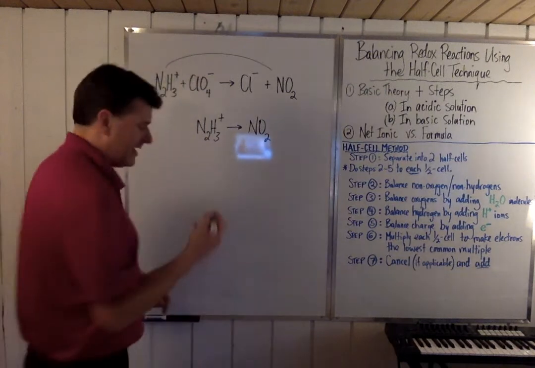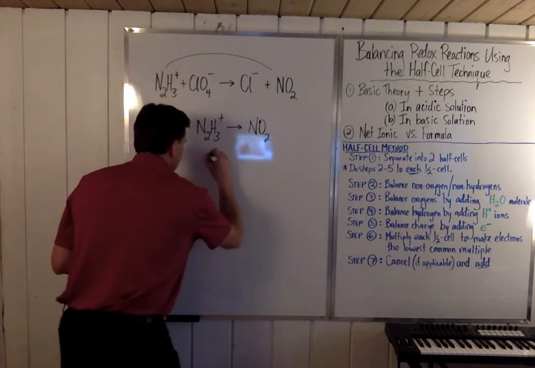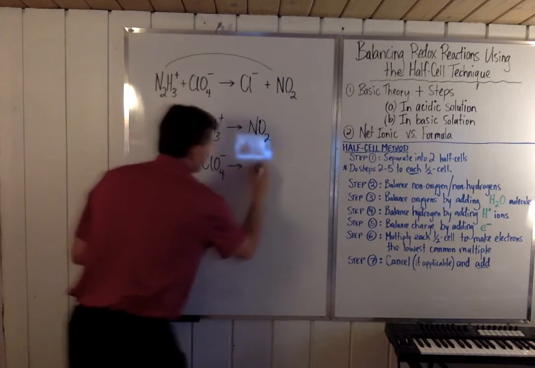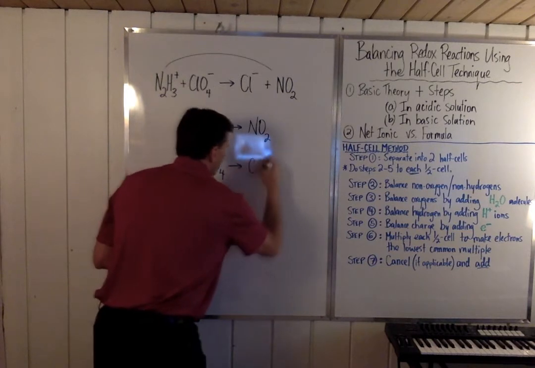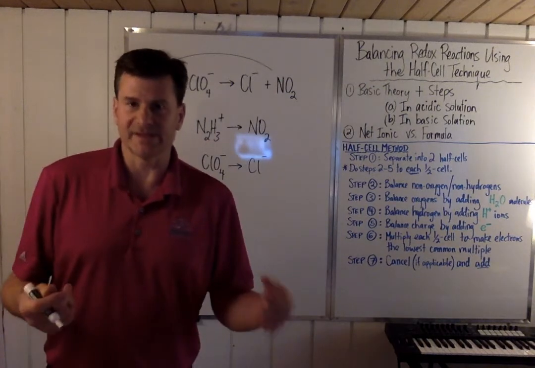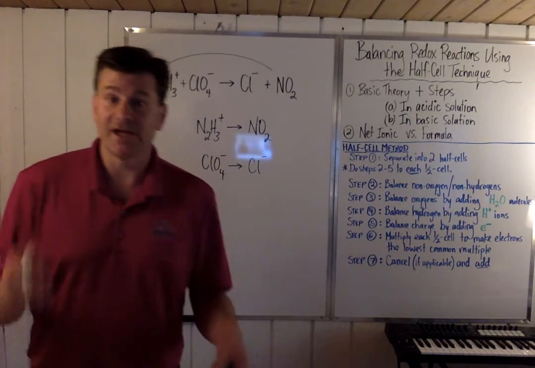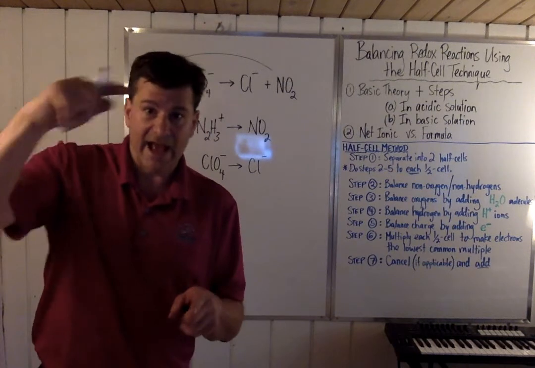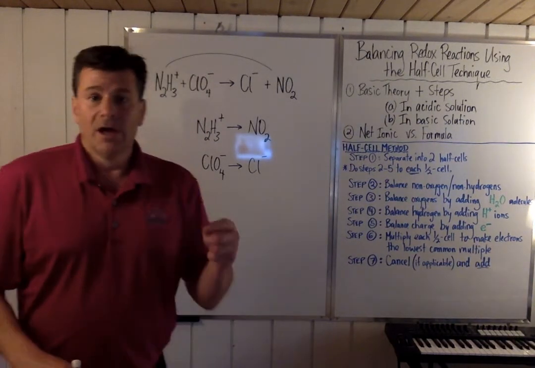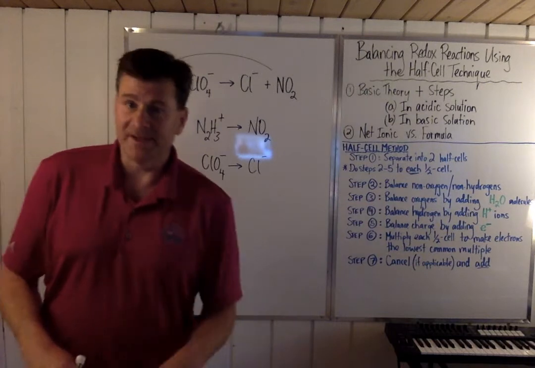The other half of the reaction is ClO4 minus 1 turning into Cl minus, and don't make the mistake that that's an iodine. If it was iodine, it would have the little hat and the feet down at the bottom of the line. So got ClO4 minus turning into Cl minus.